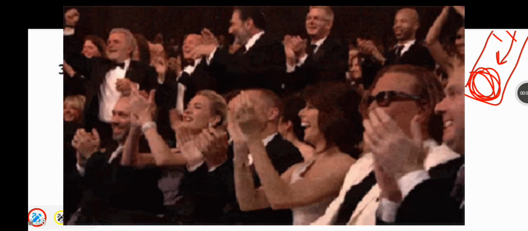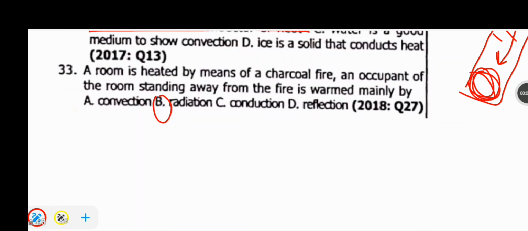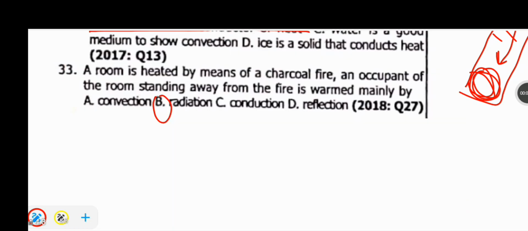I hope you understand one or two things about heat transfer now. Okay, the next video will be on latent heat and specific heat capacity calculation, so watch out for the video.